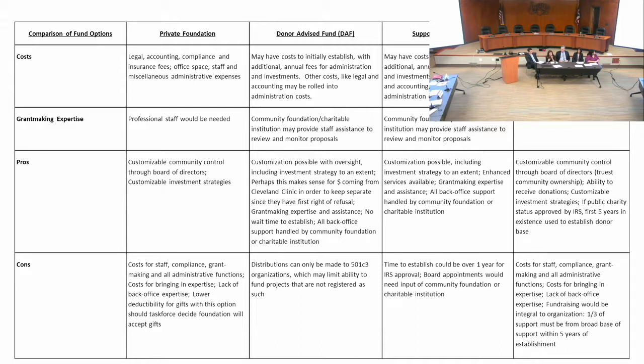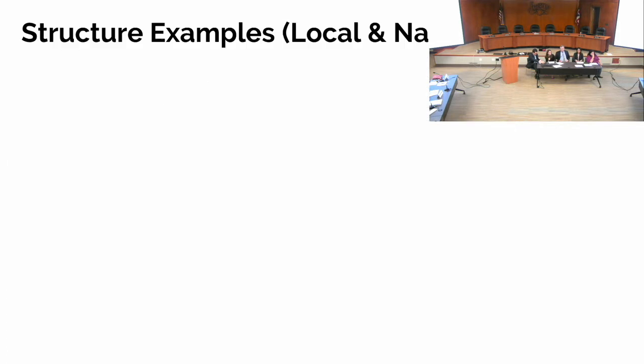And then for cons, with a public charity, again, it's cost for staff, cost for compliance, any grant making and administrative functions for that expertise, back office expertise. And again, like we were saying, fundraising would be so integral to having this established as a public charity. We'd have that 5 years, but we'd also have to come up with a contingency plan if that 5 years wasn't fruitful in terms of showing that we had that base.